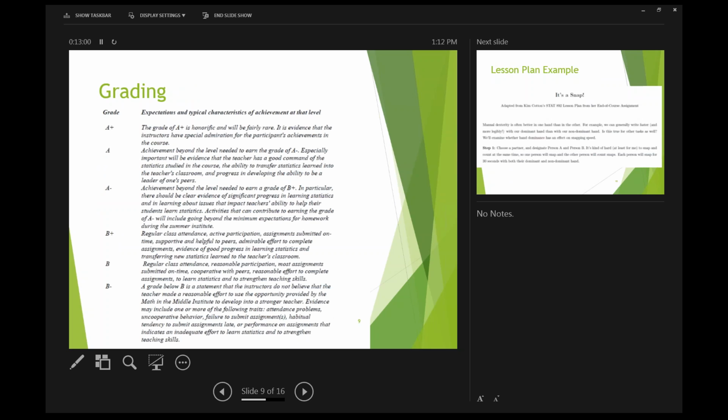So, grading. One of the reasons I really wanted to include the grading scale is because I have found this grading scale, anytime I'm teaching in-service teachers, so helpful. This is one that was provided to me at the beginning of all of this by the Math in the Middle leadership team. And it was really so helpful to figure out, because we don't really have scores.